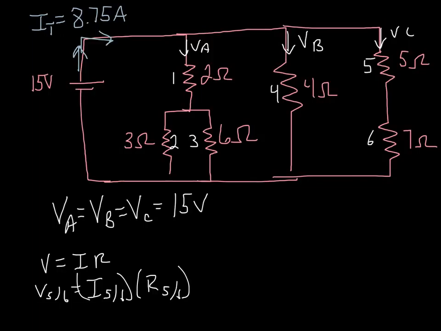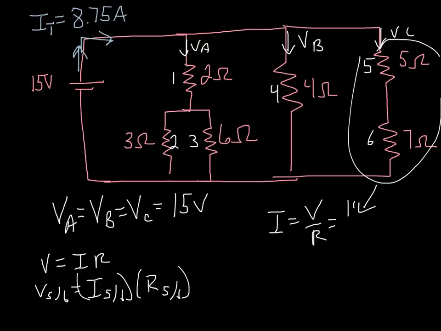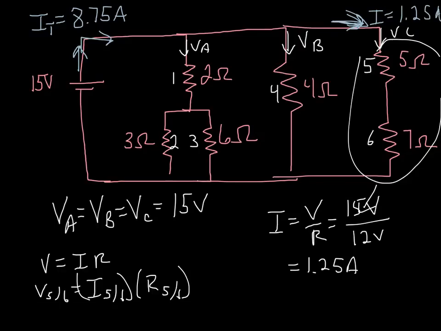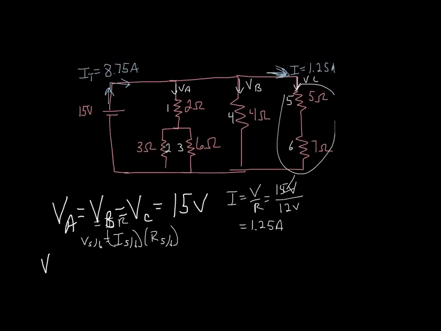So our current through that leg is I equals V over R. In this case, our voltage is 15 volts. Sorry, it's getting a little messy. And our resistance is 12 ohms. Now, if we do the math there, we get 1.25 amps. And so our current through this portion of the circuit is 1.25 amps. And we remember that in a series circuit, which these two are, the current is the same.